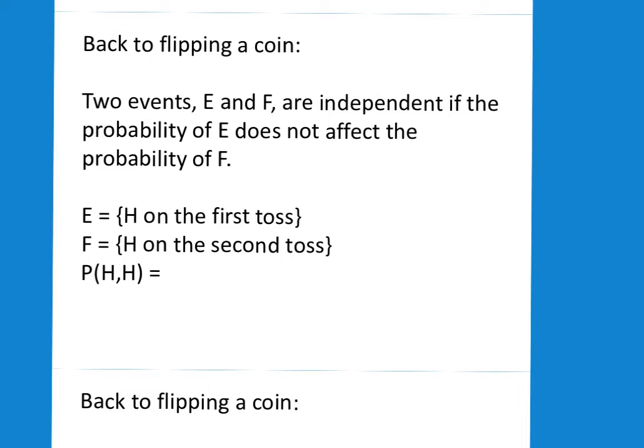So our first event that we're looking at is that we flip a coin and it flips heads on the first toss. F is the probability that it flips heads on the second toss. Not on the first toss. We're not comparing heads versus tails on the same toss. That wouldn't be independent, because if it's heads, it's not going to be tails on that same flip. But these are on separate flips of the coin, separate tosses of the coin.